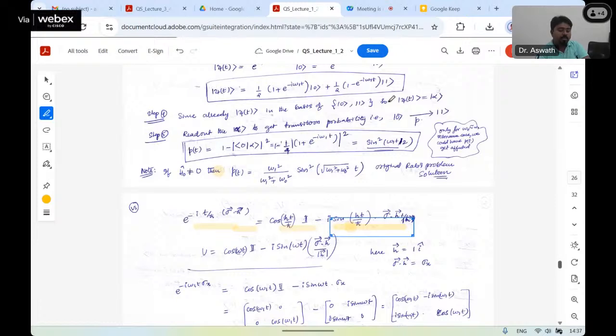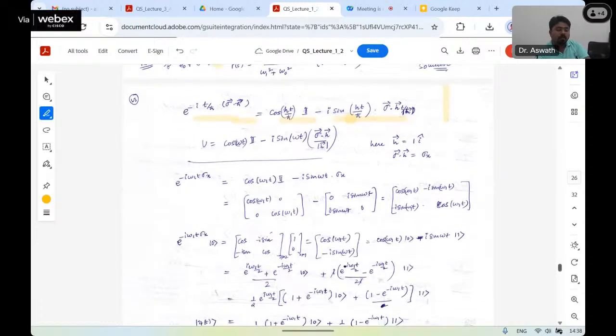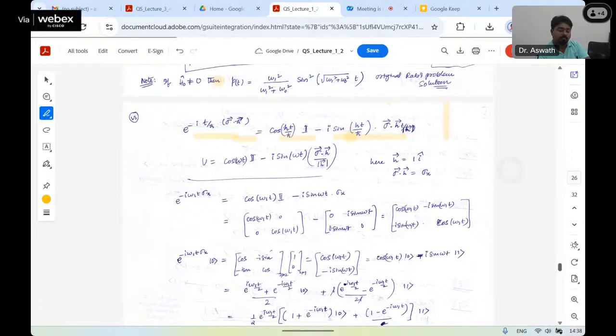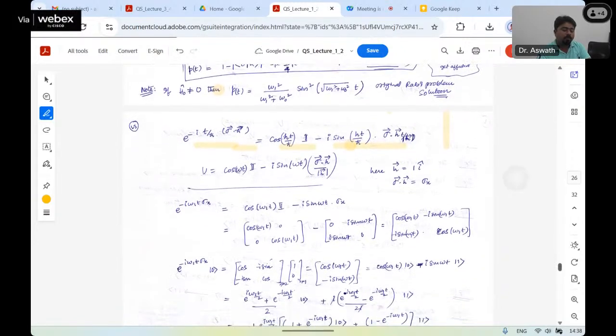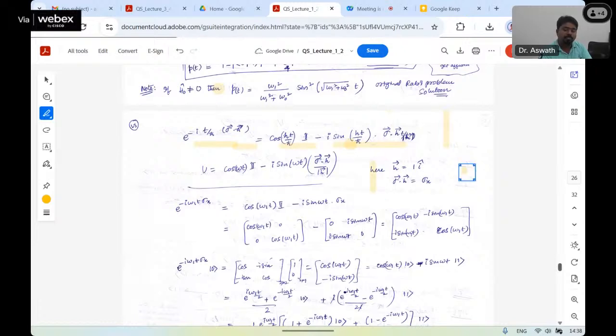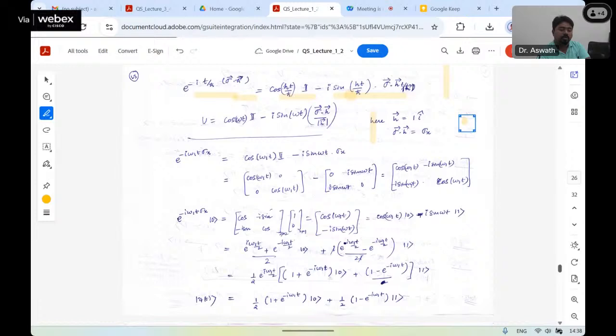But here I have a matrix, for which I can show that the exponential of minus i times the matrix is equal to cos of some factor times the identity matrix, minus i times sine of some factor times sigma dot h, where h is an energy vector. Now, how did I do that? In this particular situation, what is my h vector? Don't confuse it with the Planck's constant. This is an h vector, the energy vector.